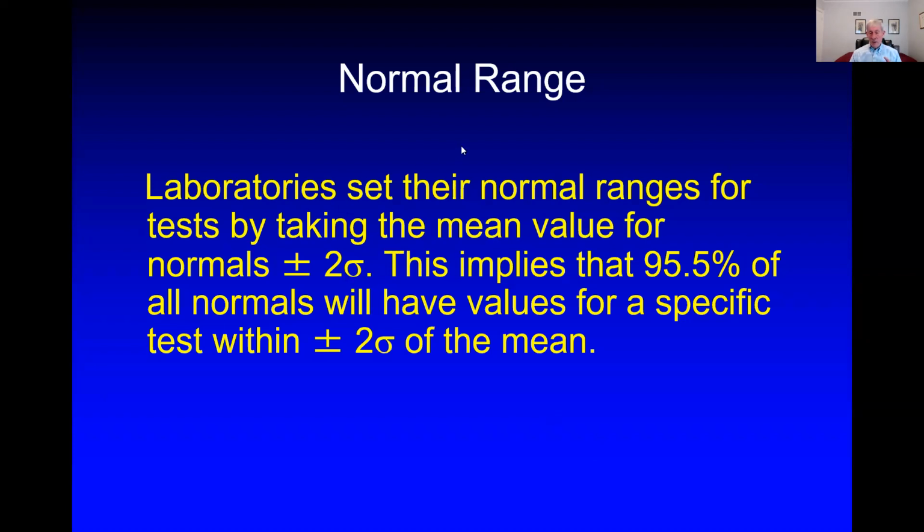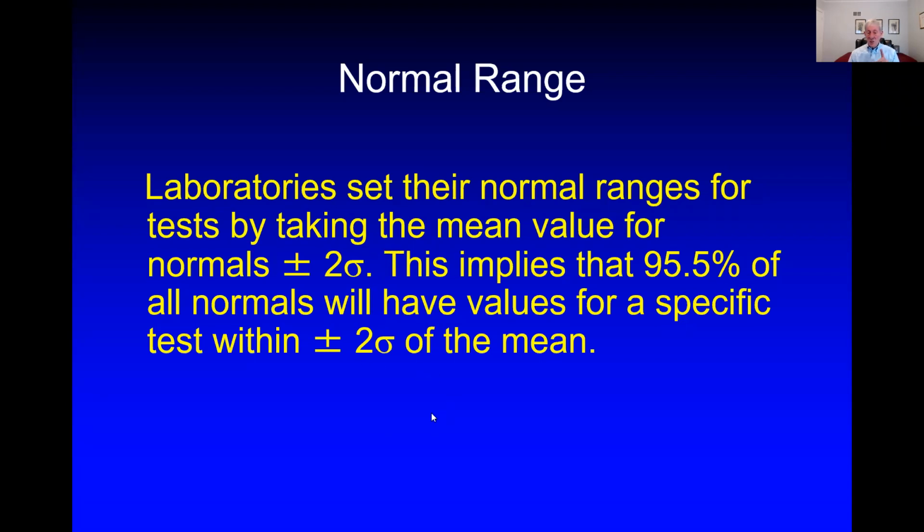So the normal range for lab values for everything is set by taking normal volunteers and determining the mean value plus or minus 2 sigma. Now, let's go back and take a look at this. I mentioned 95.5% is an important number to note, and that's because mean plus or minus 2 sigma, the normal range, requires that 95.5% of all normal values fall within that range.